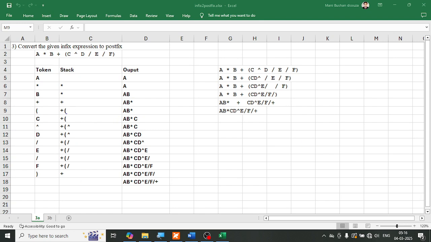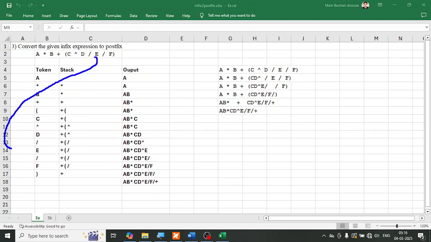So you pop this exponential out of the stack, and then you push this division symbol into the stack. That being done, let's go to the next one.